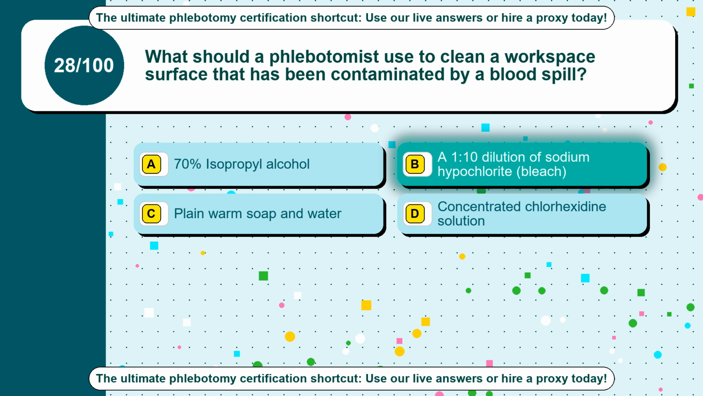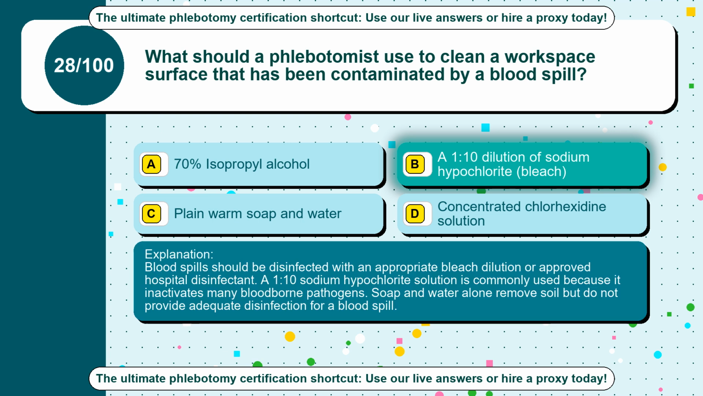A 1:10 dilution of sodium hypochlorite, bleach. Blood spills should be disinfected with an appropriate bleach dilution or approved hospital disinfectant. A 1:10 sodium hypochlorite solution is commonly used because it inactivates many bloodborne pathogens. Soap and water alone remove soil but do not provide adequate disinfection for a blood spill.